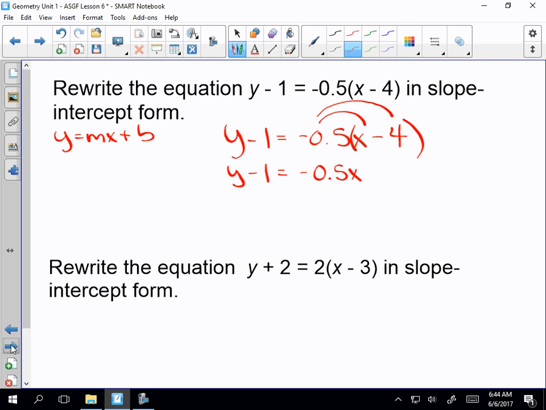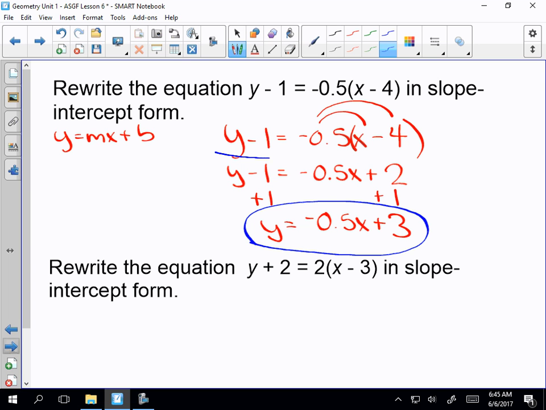So we're going to distribute the slope value, -0.5x. Negative times negative is a positive. Half of 4 is 2. So we're almost there. We've gotten rid of the first set of parentheses, but now we need the y value to be by itself. So we have to add 1 to both sides. And we get y equals -0.5x plus 3. And once again, we talked about this before. Notice how the equations look very different from each other, but they do represent the same thing.